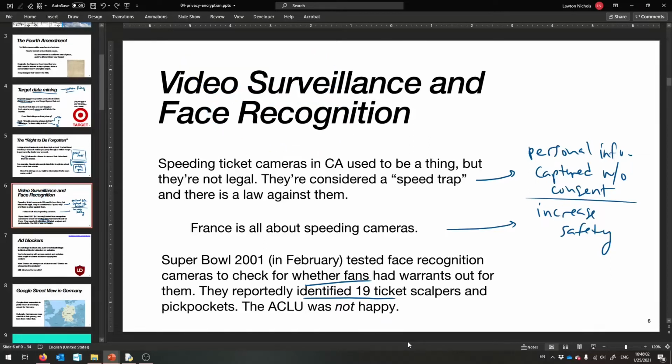So the ACLU was furious about this once they found out. And yeah, this is again a question of, okay, should we give up some privacy for this protection, or this so-called protection? I don't think a whole lot of bad stuff was happening with ticket scalpers, but maybe the pickpockets, we caught them before they could pick someone's pocket, maybe. So again, it's a bit of a gray area. Is this okay? And maybe our society is leaning towards, yes, it is, or no, it's not.